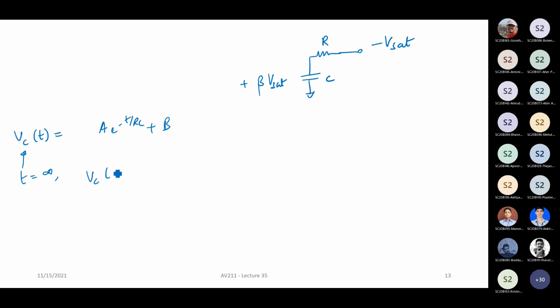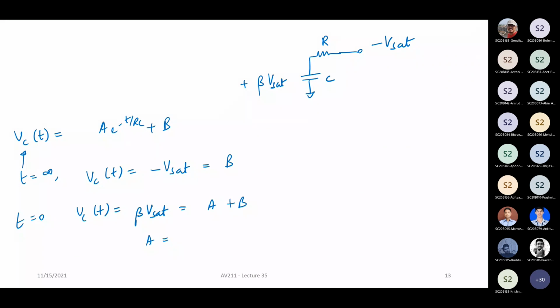Vc of T will be equal to minus Vsat, which is e power minus infinity is 0, you have B, right? And then at T equal to 0, what happens? So beta Vc. Yeah. So Vc of T is nothing but plus beta Vsat, which is equal to A e power minus, this becomes 0, A plus B.